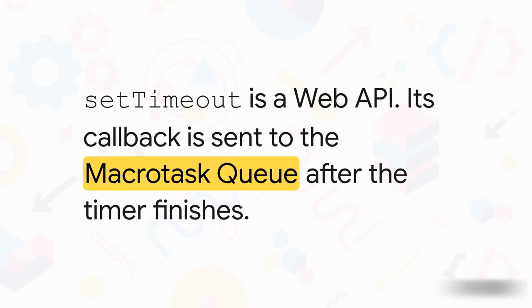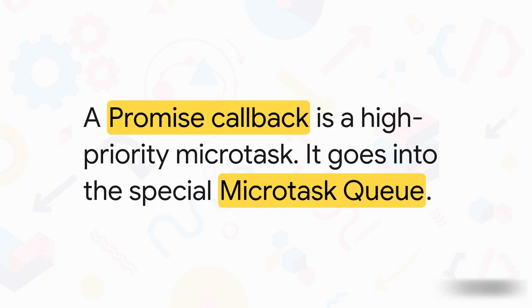Now here's where it gets interesting. When the engine sees setTimeout, it says, whoa, this is going to take a while. I'm not waiting. So it hands the whole thing off to a web API in the browser. The browser starts the timer in the background. Once that timer is done, the browser takes the callback function and drops it into the macrotask queue, the regular waiting line.